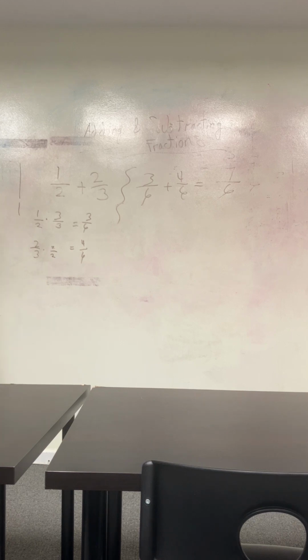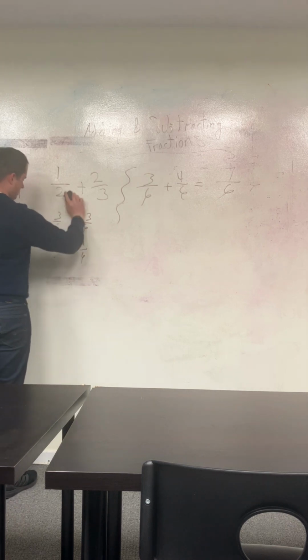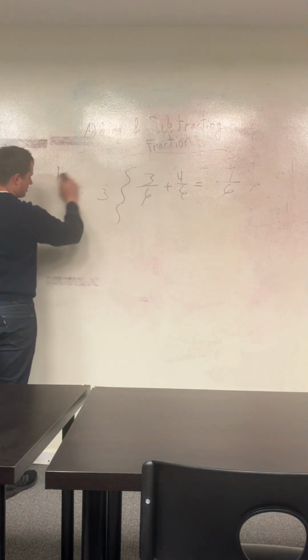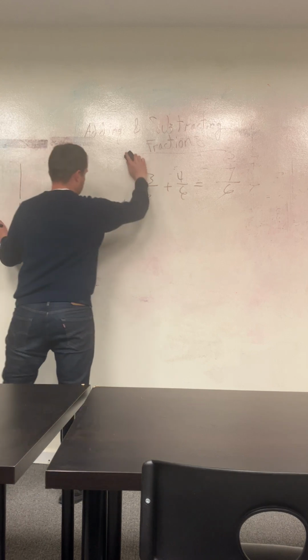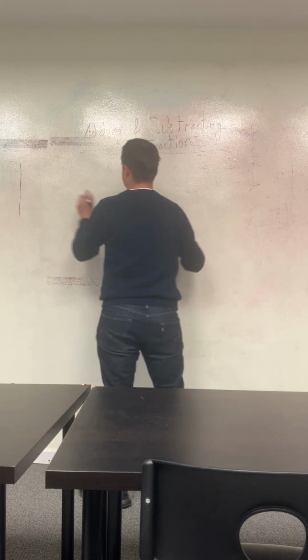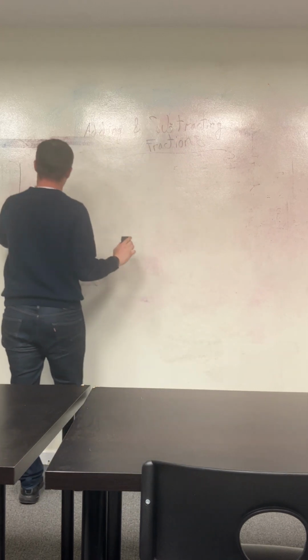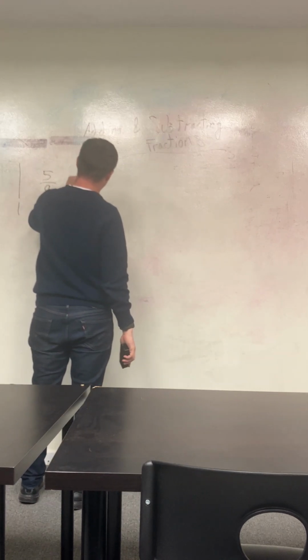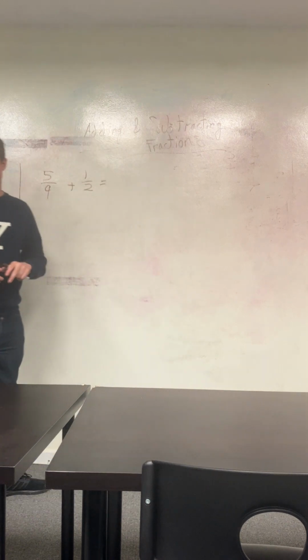I'm gonna give you all one to practice now. 5 over 9 plus 1/2. Solve that puppy.